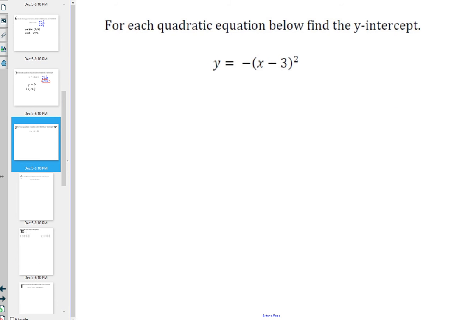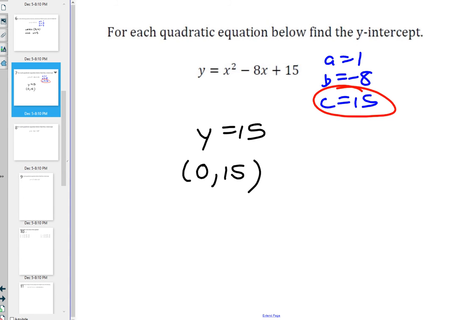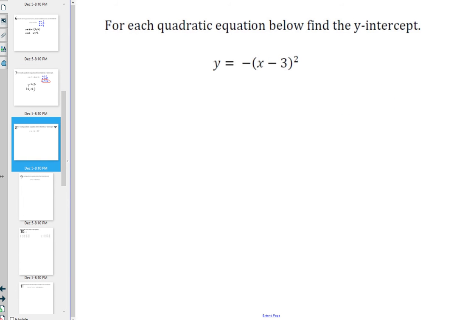What's different here? You can figure it out. It is in vertex form. Neither A nor H nor K will help you find the y-intercept. So the only thing we can do here is understand that in any function, whether it's quadratic or not, to find the y-intercept, you have to plug in a 0 for x. I could have done the same thing here, I just didn't need to because it was a waste of time. I could have put in a 0 for these x's, but I knew I was going to end up with 15. But here you have to, if you want a y-intercept.